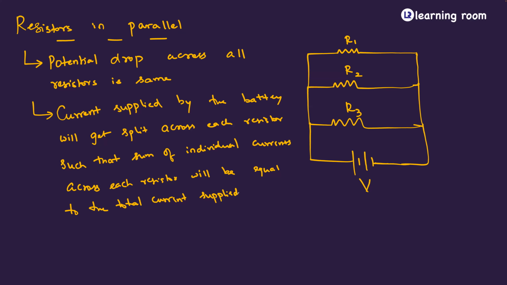What are we saying? One is the potential drop across all resistors is going to be the same. And secondly, the current supplied by the battery will get split across each resistor such that the sum of the individual currents across each resistor will be equal to the total current supplied by the battery itself, right? So first make a note of this.